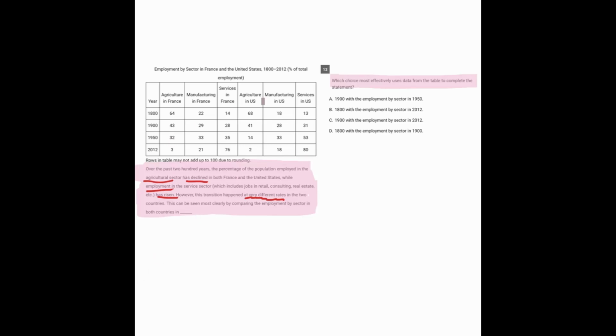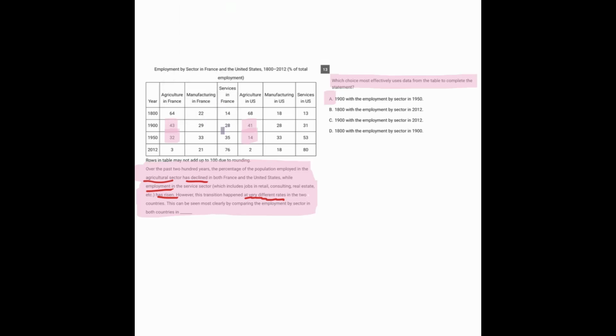Now, the pair of years that ends up working is this one right here. Let's take a look. From 1900 to 1950, agriculture is declining 43 to 32 and 41 to 14. So it's more severe in the US. It's a bigger deal in the US. The decline is bigger.